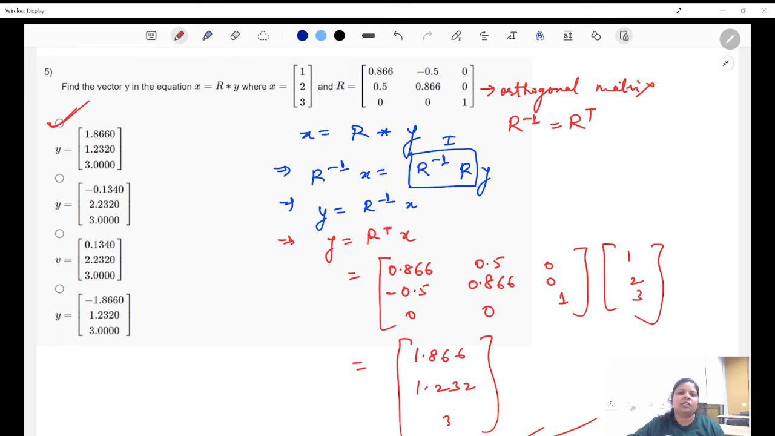Okay, I hope this is clear. See, if you were not knowing that it is an orthogonal matrix, or in this case an orthonormal matrix, then you would have gone through a tedious process. We did not go through that. And the rotation matrices are already orthogonal matrices, so you never need to calculate the inverse. It is just going to be R transpose. Okay, now let's move forward.